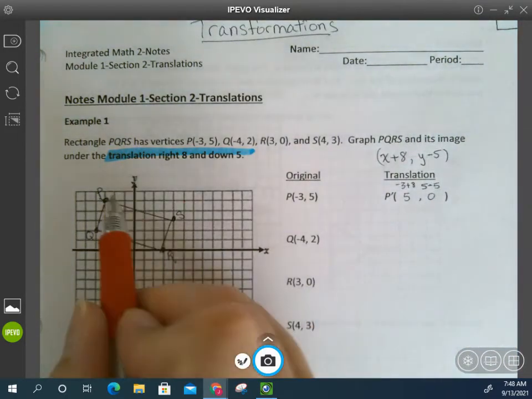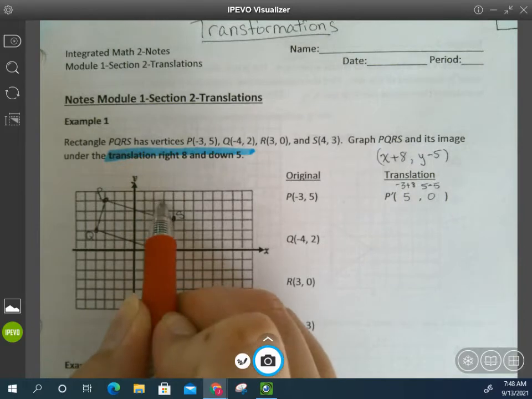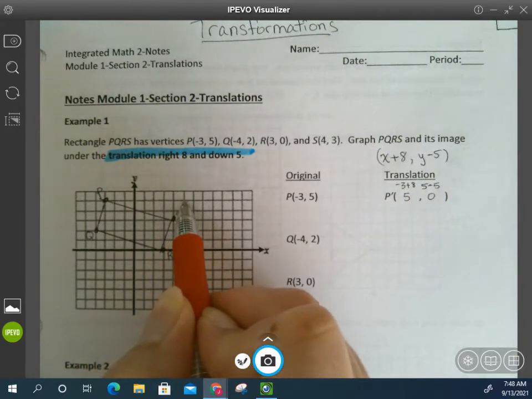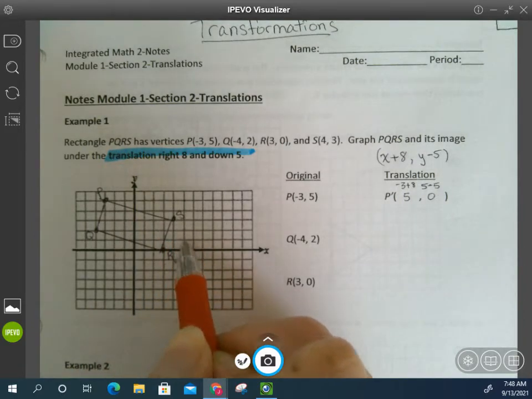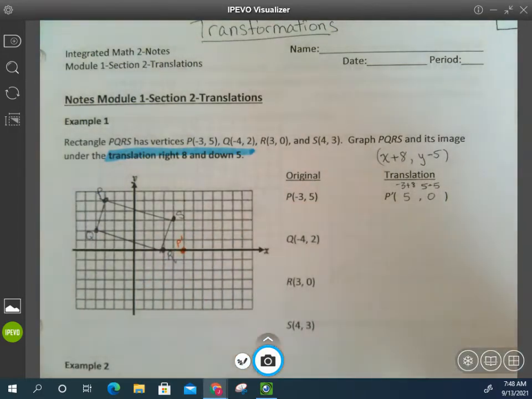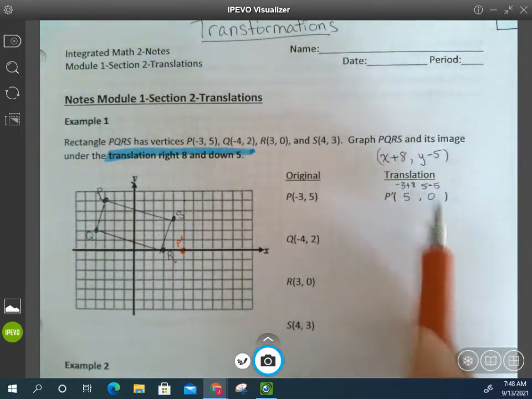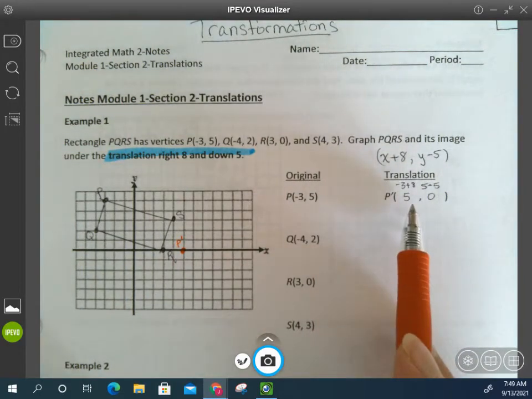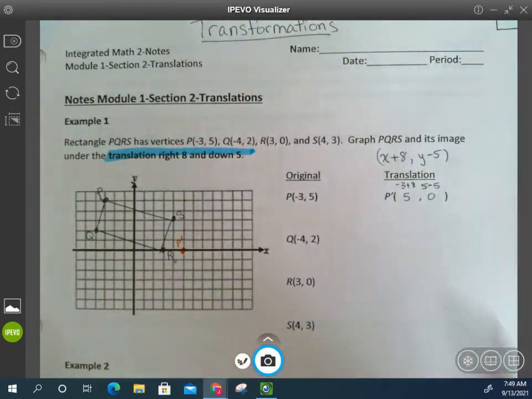So we shifted over 8. 1, 2, 3, 4, 5, 6, 7, 8. I need to go down 5. 1, 2, 3, 4, 5. And there you can see is my P prime. So I can do this pretty easily mathematically by shifting the point, adding, subtracting, or I can count.